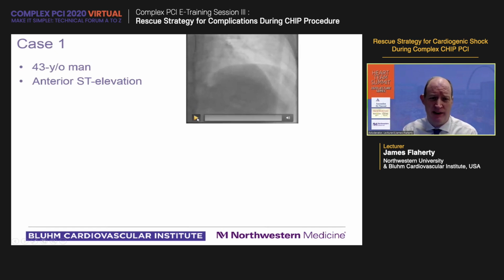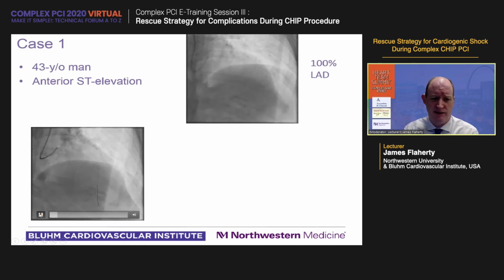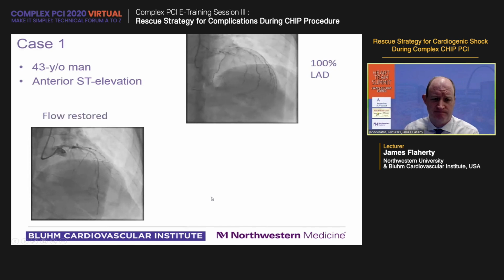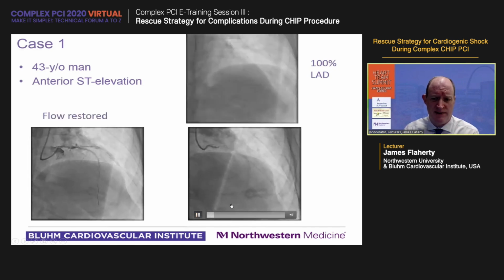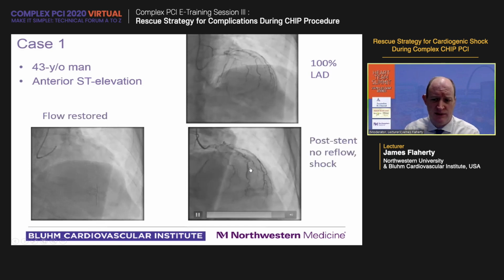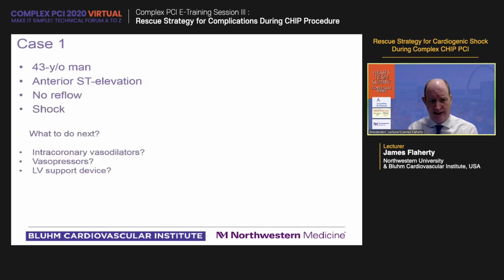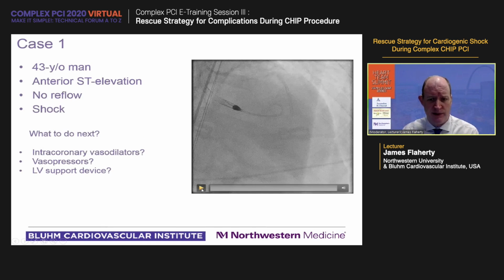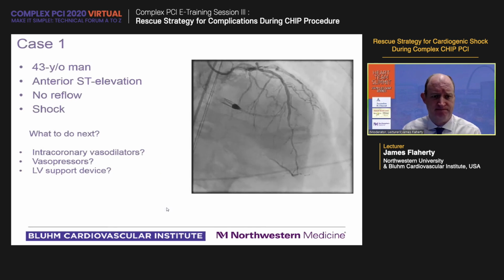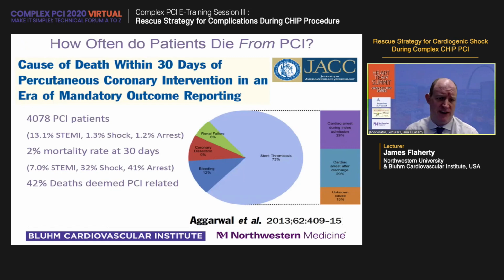I'm also going to use a case-based format. This is a 43-year-old gentleman with anterior ST elevation. We can see that there is a proximal to mid LAD occlusion. Predilation leads to quick restoration of flow. The vessel is stented with two drug-eluting stents, and then afterwards, no-flow, no-reflow, goes into dramatic, profound shock. What to do next? Vasodilators, vasopressors, LV support device, a lot of options. We decided to put an Impella ventricular support device in, stabilize the patient, then gave intracoronary vasodilators, post-dilated and imaged the vessel, and he did absolutely fine. So PCI has turned into a fairly safe procedure.